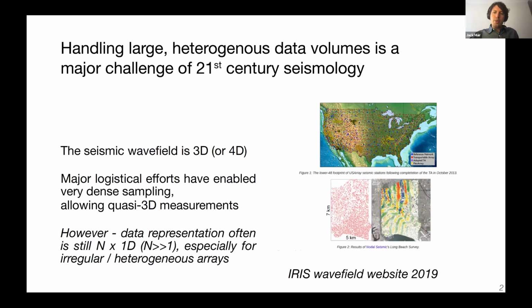And we've also seen, at a much smaller scale, these amazing industry data sets. This one is a particular favorite of Caltech graduate students. This is the Long Beach Array in southern Los Angeles. This area is an oil prospect site, and it was very, very densely instrumented in the early 2010s by a nodal seismic company in LA.